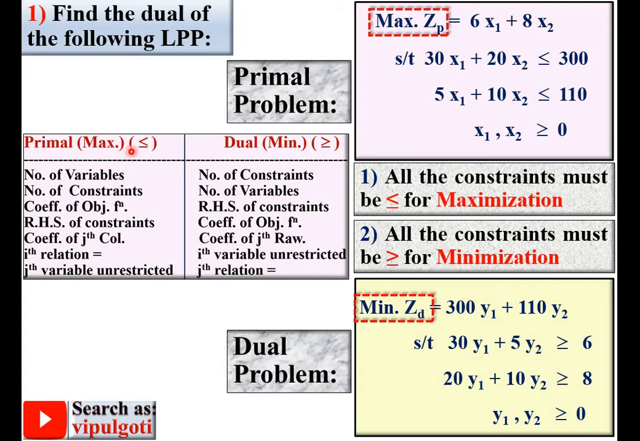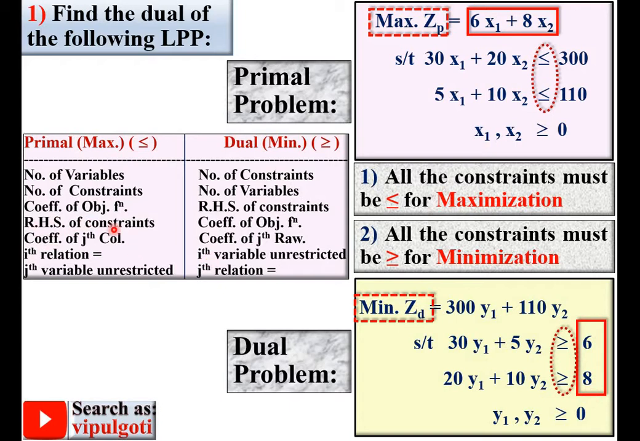Next, here also you can see for the primal problem all the constraints are less than or equal to, and then in the dual problem it must be greater than or equal to. Next, the coefficients of the objective function in the primal problem, here you can see 6 and 8, must be the right hand side of the constraints in the dual problem. So here you can see 6 and 8, and here this is 6 and 8.